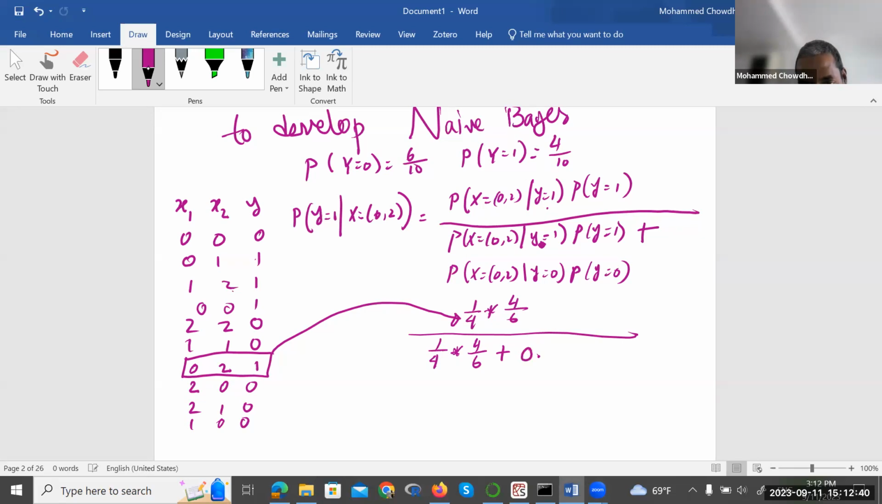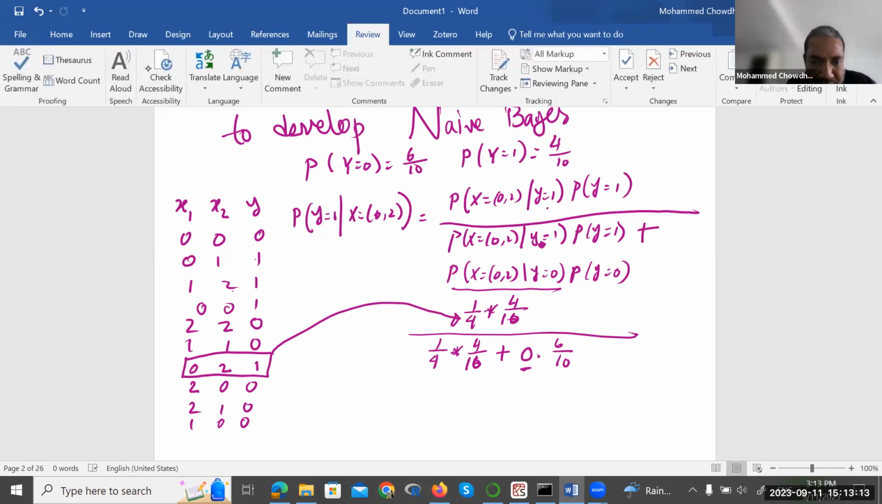Are you asking why I got this equal to 0? Because there is no case where there is an exact match of x equal to 0, 2 with y equal to 0, times 6 over 10. Why did I put here 1 over 6? It should be 4 over 10. Okay. So now take a look at that. I did not get any match.